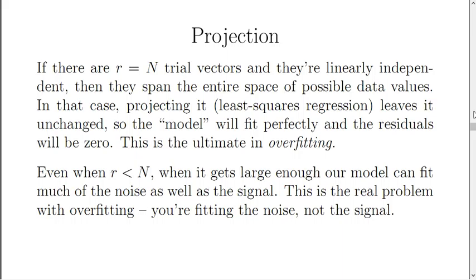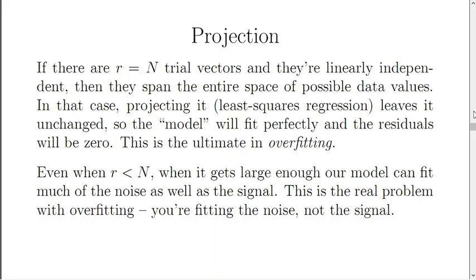Now, if there are r equals n trial vectors, so the number of trial vectors is the same as the number of data points, and if they're all linearly independent, then the trial vectors are going to span the entire space of all possible data values. In that case, projecting the data vector onto the entire space of all possible data values, which is what we'd get from least squares regression, is going to leave it unchanged, so the model will be exactly the same as the original data vector. The model will fit perfectly. The residuals will all be 0, and we will have the ultimate case of overfitting.